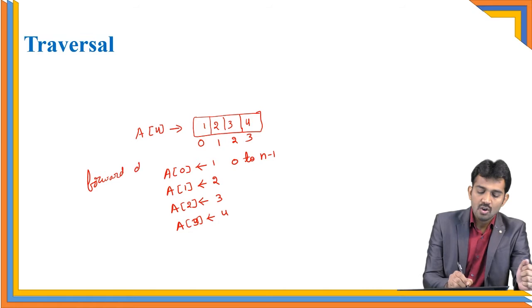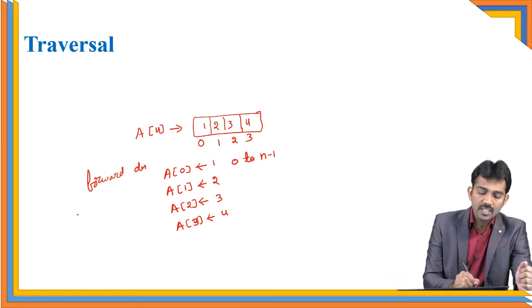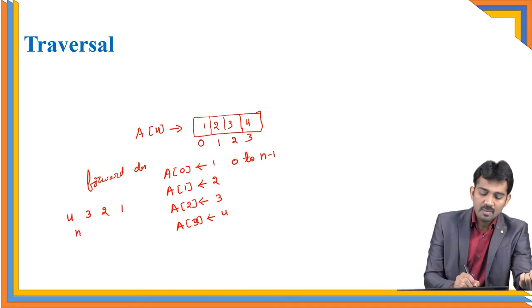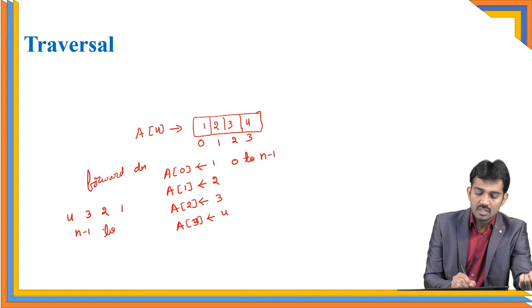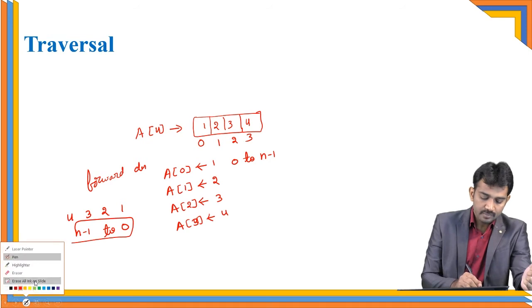What about in the reverse direction? For example, I want to print the data in the reverse direction, which means the last element needs to be printed first. The data should be the fourth element, third element, second element, and first element. What should I do? Then I need to repeat the loop with the index from n minus 1 down to 0. Just follow this, then you'll get the data in the reverse order.